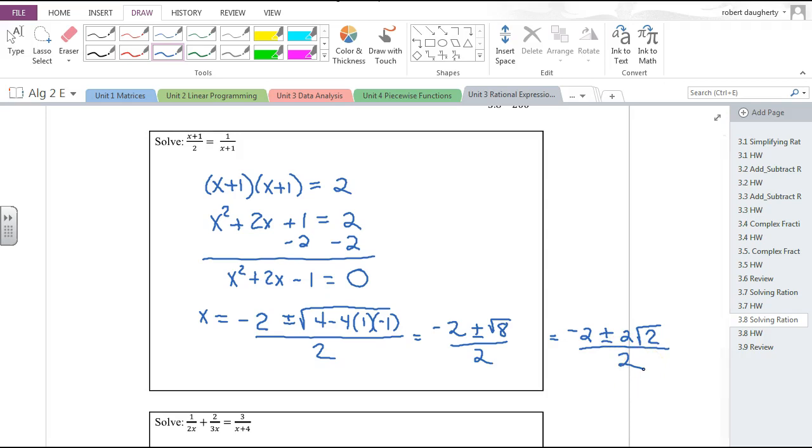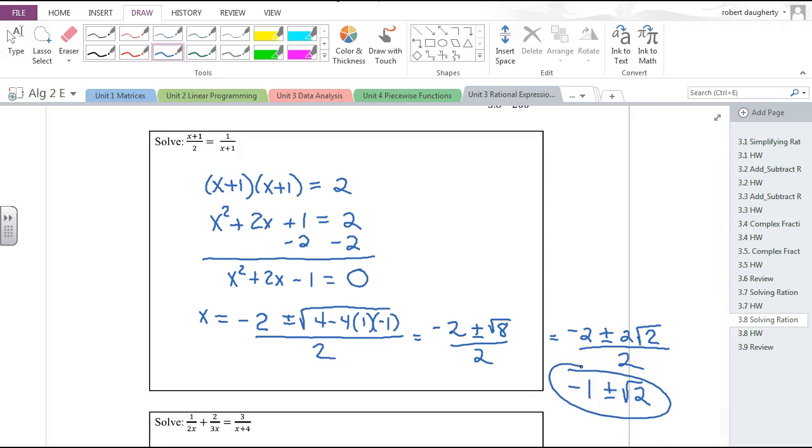This one, the 2's all cancel and it's square root of 2. Is that the answer? What is it? You got this far. Don't do any bad math at this point. What's -2 divided by 2? -1. Plus or minus square root of 2. That's your answer there.